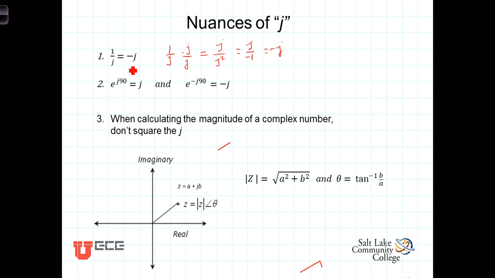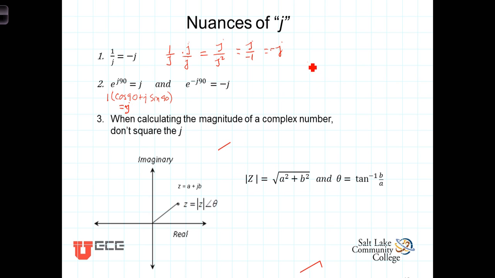Another one that deserves just a little bit of attention. e to the j90 is equal to j, and e to the minus j90 is equal to negative j. How are we to understand that? Well, in its polar form, e to the j90 can be rewritten in its rectangular form as it has a magnitude of 1, so it would be 1 times the cosine of 90 plus j sine of 90. Of course, the cosine of 90 is 0, and you're left with j times the sine of 90. The sine of 90 is 1, so e to the j90 equals j.